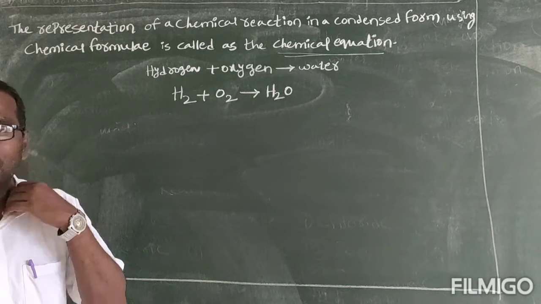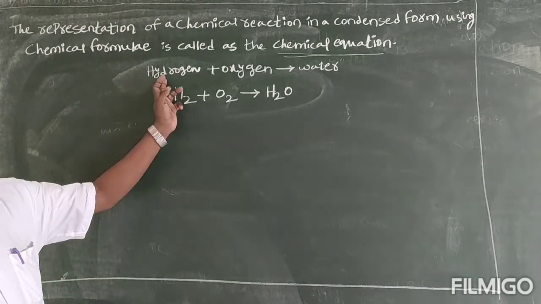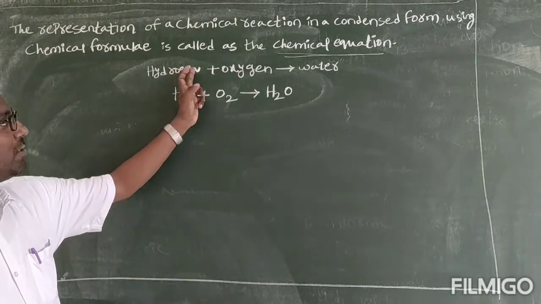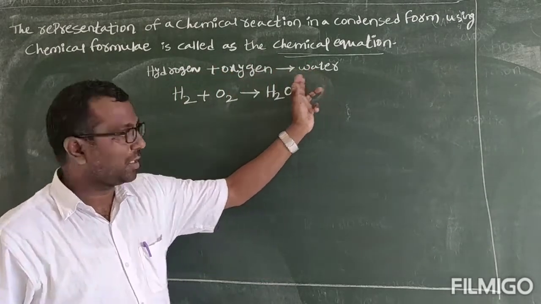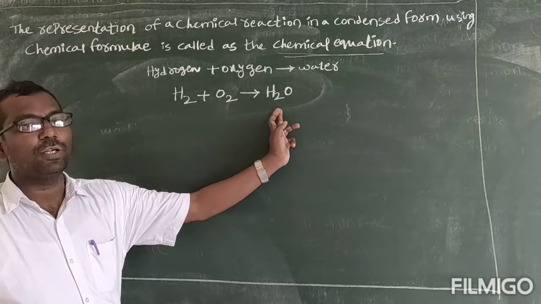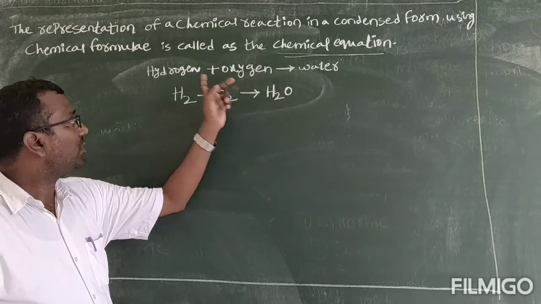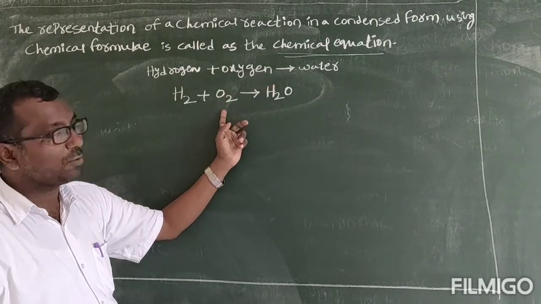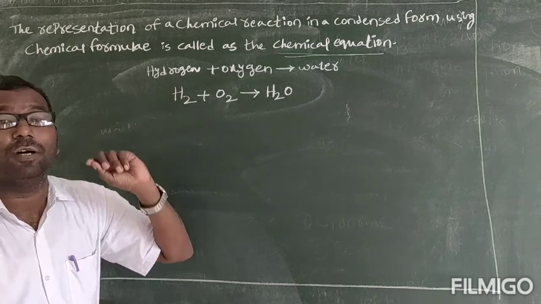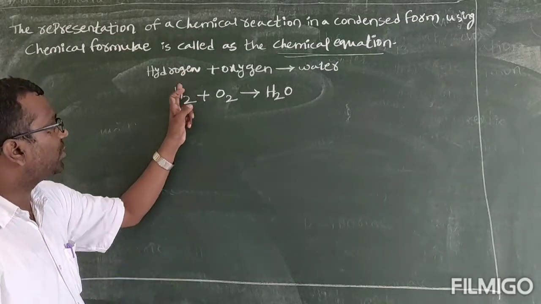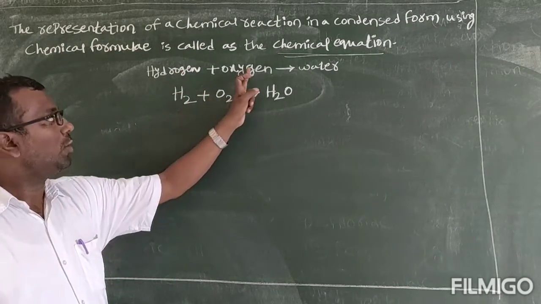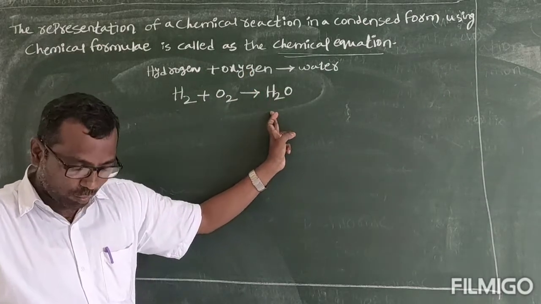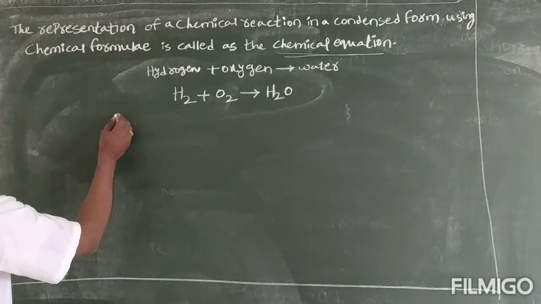See, in the previous word equation what we had, hydrogen reacts with oxygen to give water. So hydrogen plus oxygen gives water. H2 plus O2 gives rise to water. So hydrogen symbol is H2. Oxygen formula is O2. Not symbol, we use the word formula. Hydrogen formula H2. Oxygen formula O2. Water H2O. Okay.